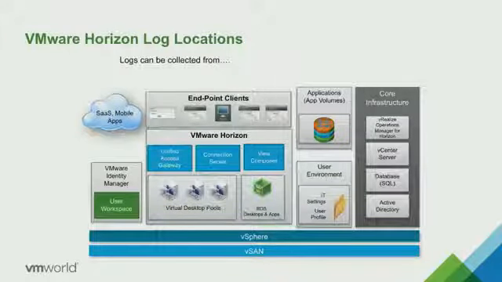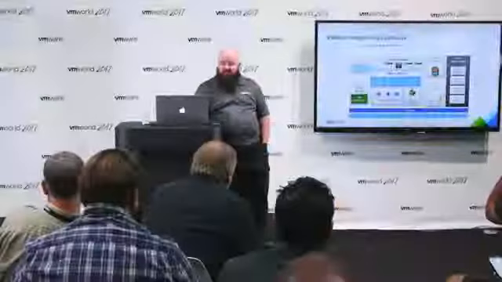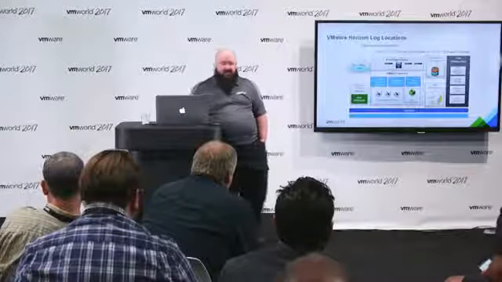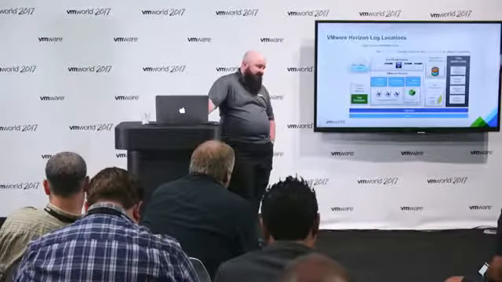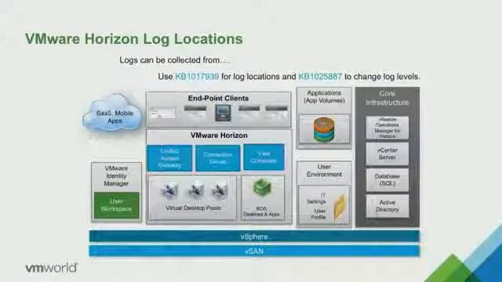Right? That is the one challenge with Horizon. Everyone says Horizon's easy. I'm like, yeah, until you have to troubleshoot it. That's a whole different thing. So there are 2 KBs specifically that can help with log levels and log locations. These are definitely ones you want to keep handy so you can find those.